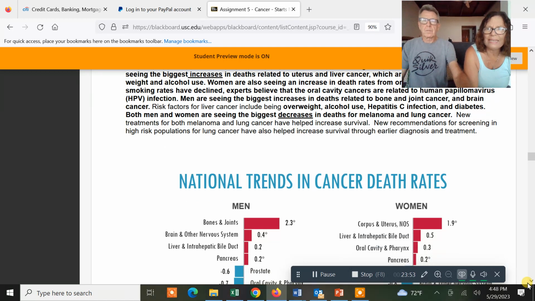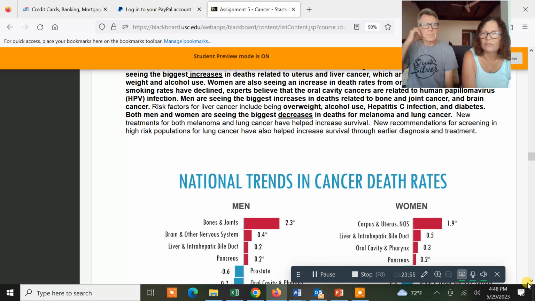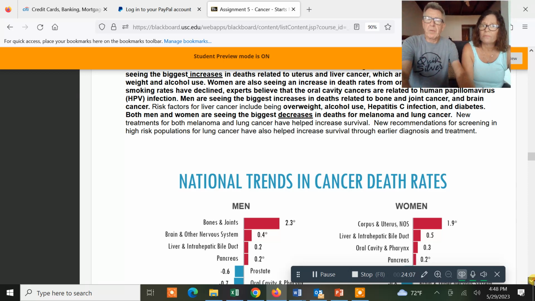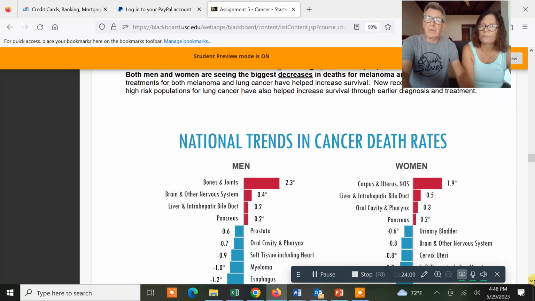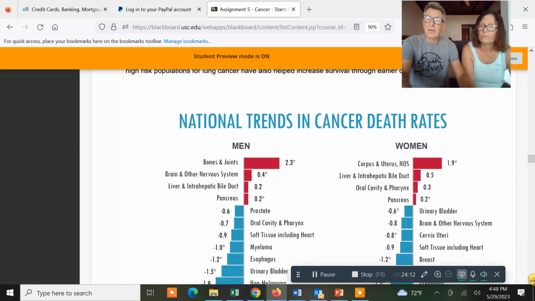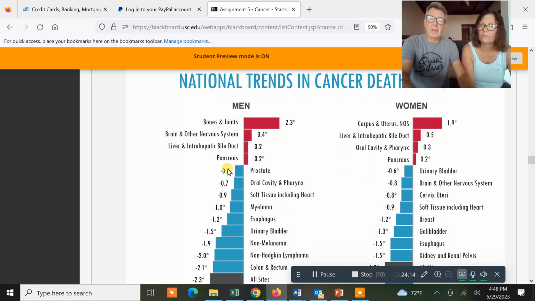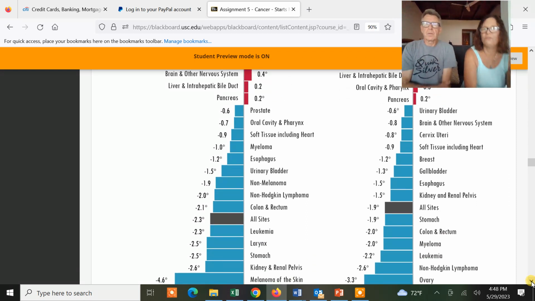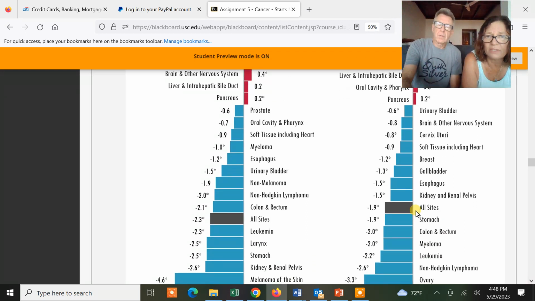We're also seeing more cancers, like I said, that are related to being overweight, alcohol use, hepatitis C infection, and diabetes. So that would point to liver cancer increases. And while there are all these increases in people getting cancer, there are better methods of treatment. So we're seeing only a few with increasing deaths, and a lot of improvements in cancer death rates. The blue means we're seeing fewer deaths. So we're seeing fewer deaths in prostate.